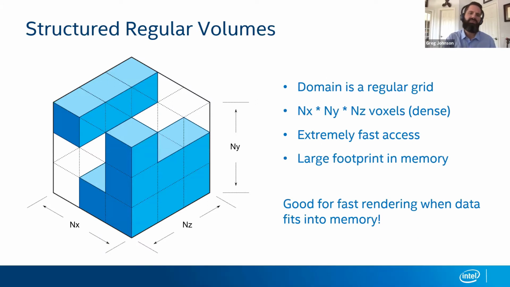So the first volume type is structured regular volumes. So here the domain is a regular grid, and the volume data is essentially a 3D array of dense voxels. And so this volume type provides extremely fast access, but does have a relatively large footprint in memory. And so this volume type is very good for fast rendering when data fits into memory.